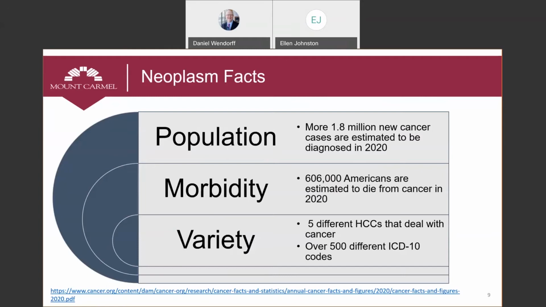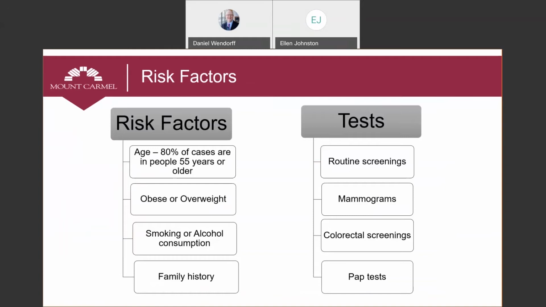Although the cause of most cancers is still unknown, we do know that there are specific risk factors that can determine the likelihood of someone developing cancer. These risk factors include an increased likelihood as you age, with over 80% of cancer patients being 55 or older. Weight and BMI play a large role, as well as smoking and alcohol consumption. Patients who have a family history of cancer are also experiencing a higher risk of diagnosis. Testing includes routine screenings, such as blood tests, mammograms, colorectal screenings, and Pap tests.